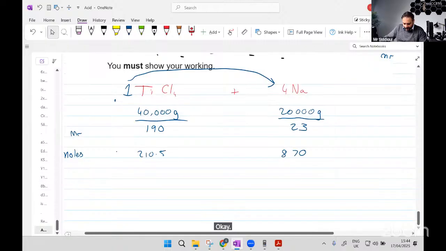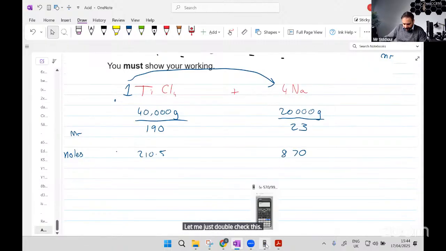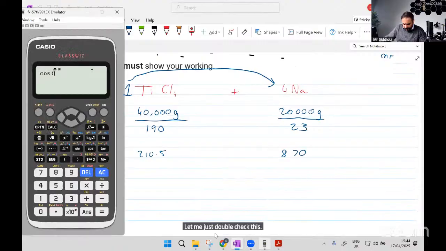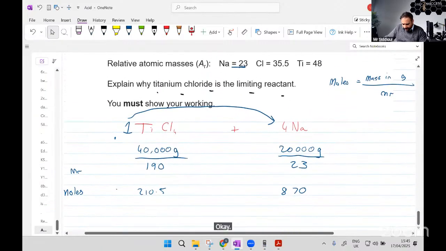Let me just double check this. Making sure all these numbers are correct before I do the next bit. Okay, that's all correct.